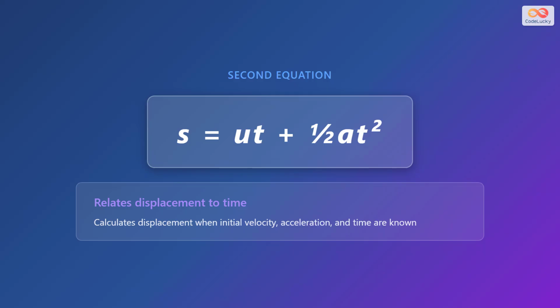This equation is essential for calculating the stopping distance of vehicles, the range of projectiles, or the distance covered by any object moving with constant acceleration. Notice that time appears as both t and t squared, which means displacement increases more rapidly as time increases when acceleration is present.